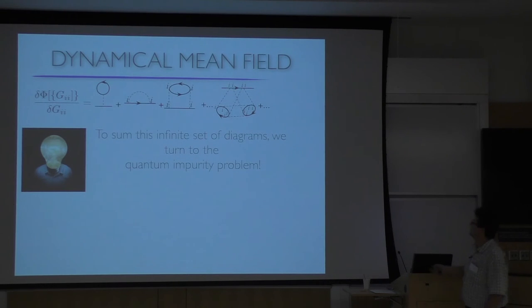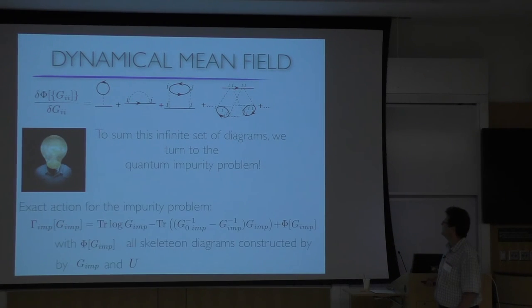So the point is that we need to sum all these infinite sets of diagrams. But everywhere we have the local Green's function, where I means a site now. And this was the important contribution of Antoine Georges and Gabriel Kotliar, where they figured out that this infinite sum of diagrams can be calculated by solving a quantum impurity problem. Okay? The quantum impurity problem is still not a trivial problem, but at least it's easier than the original problem.